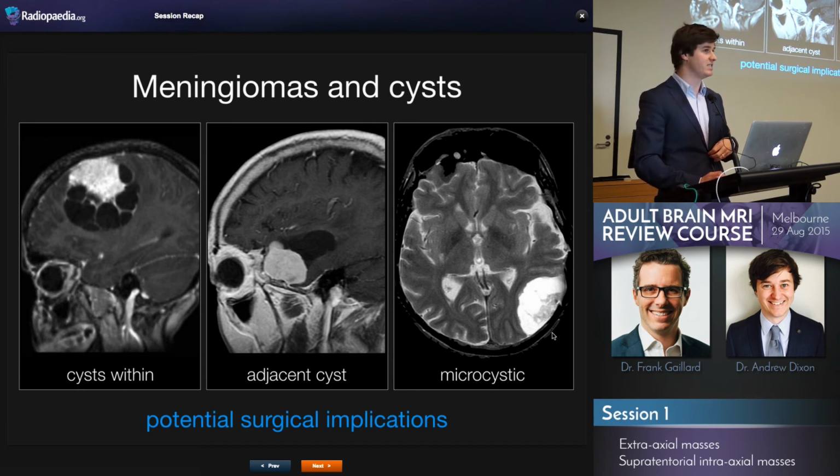And I really like the microcystic meningioma, that really bright T2 hyperintense meningioma. We always think of them as being iso-intense on T1 and T2. A really bright T2 lesion that's extraaxial can be a microcystic meningioma. These bleed at surgery and may be amenable to a preoperative embolization. So these cysts in meningiomas have surgical implications, so worth being aware of.